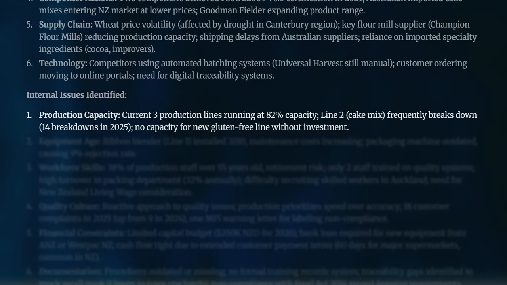And line 2, which is for cake mix, frequently breaks down, with 14 breakdowns in the last year, 2025, and no capacity for a new gluten-free line without investment. So those are the internal issues you need to identify with your organization, and you have to have data to back them up. So this is the first internal issue identified by our exemplar company.